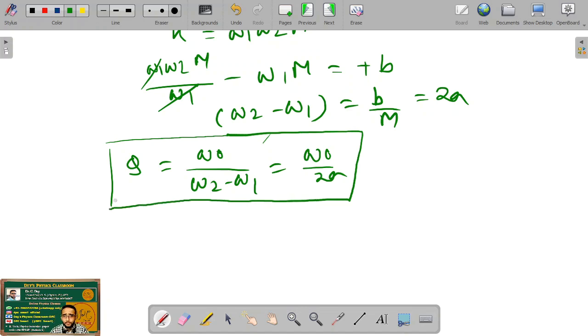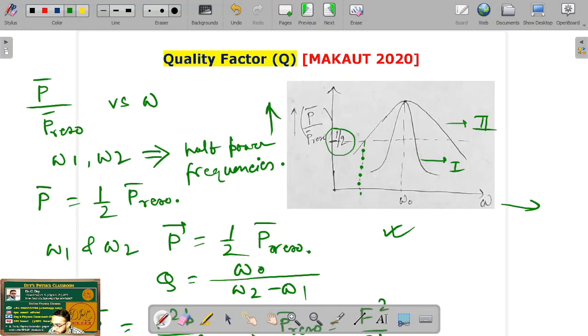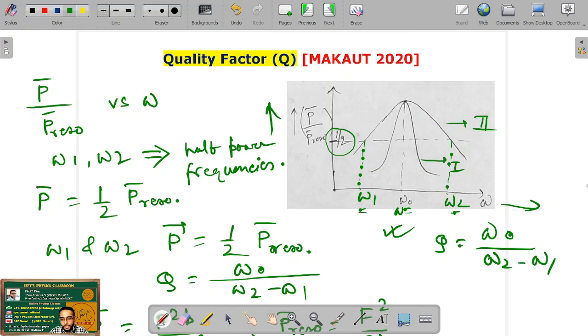So this is the expression for quality factor in case of forced vibration. In this graph, this is omega 1, where p bar divided by p bar resonance would be half, and similarly this would be omega 2. The peak value of p bar by p bar resonance is at omega 0. So quality factor would be omega 0 divided by omega 2 minus omega 1. So from this graph, quality factor can be explained.